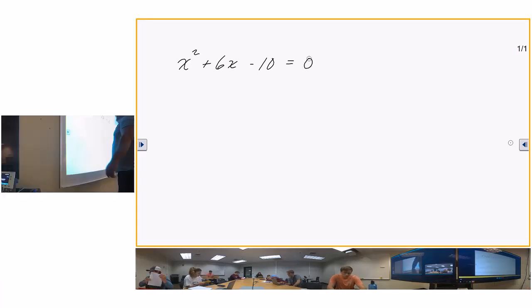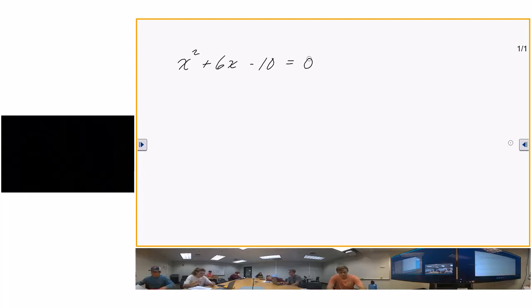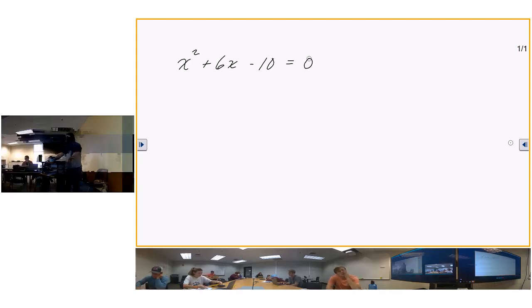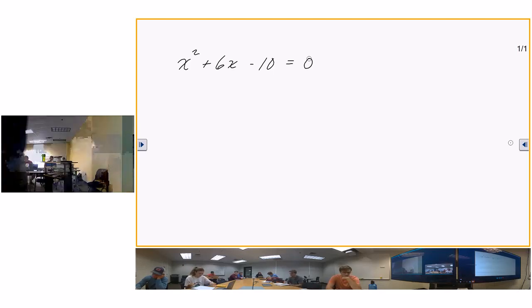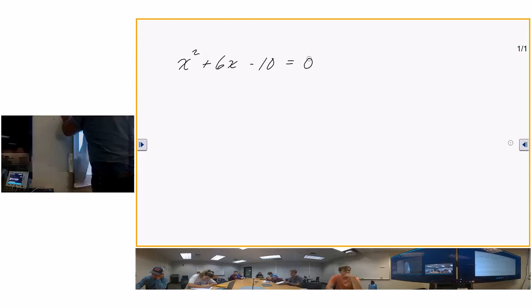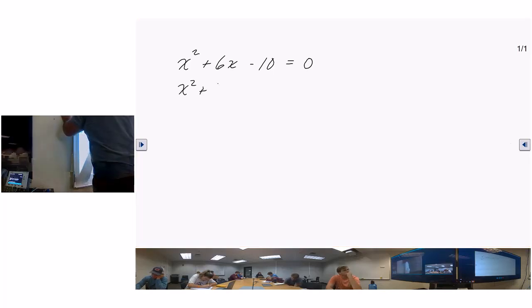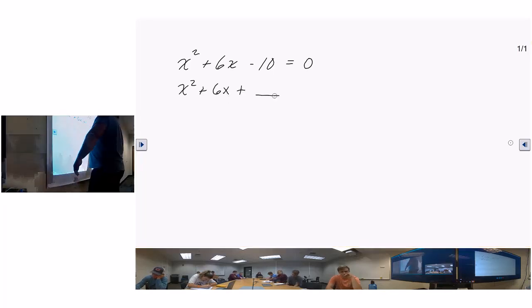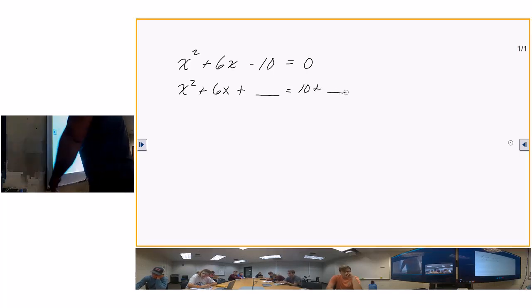Now I want you to take a minute and go ahead and start with your completing the square. You don't have to factor anything out. We haven't done that yet. What's the first thing you do? Move the 10 over. So that's going to be x squared plus 6x plus blank is equal to 10 plus blank. Now, how do you complete the square?